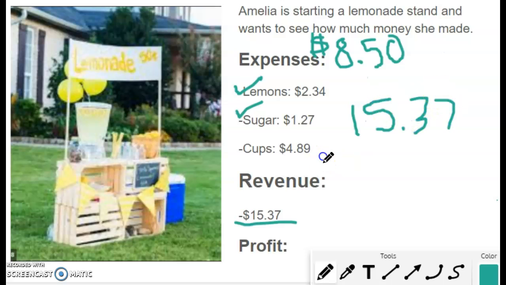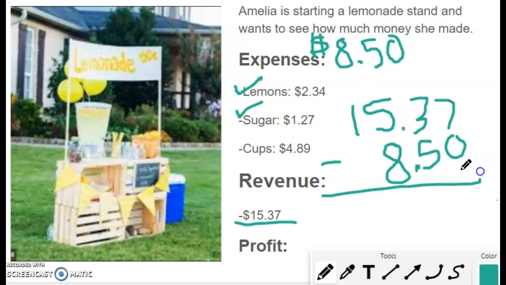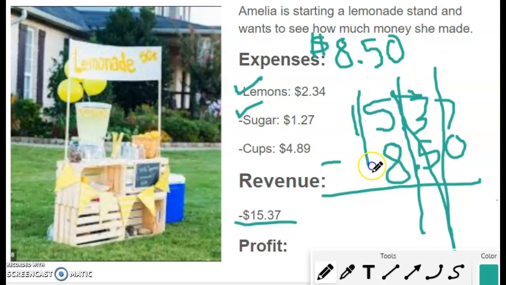$15.37 minus $8.50. Notice my place values are lined up. My decimal place is lined up. My hundredths, my tenths, my ones, and my tens. So now 7 minus 0, 7. 3 minus 5, can't do that, so I need to regroup.